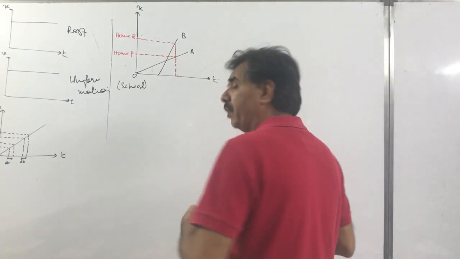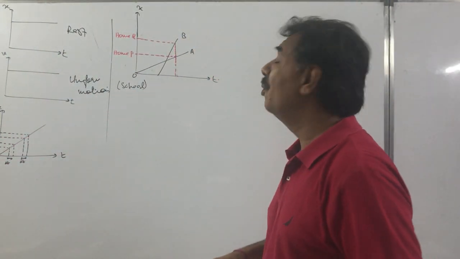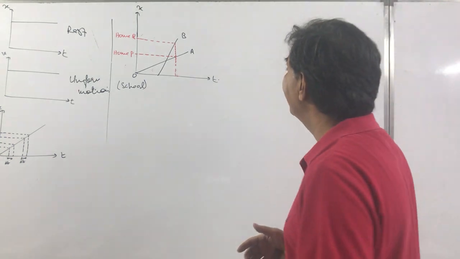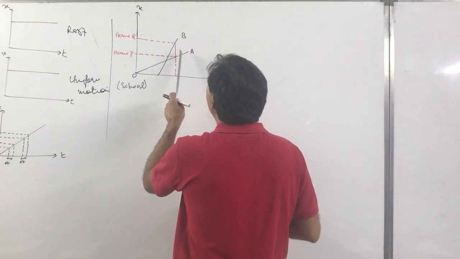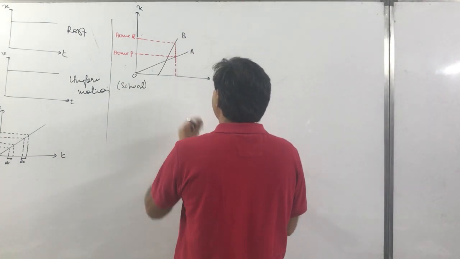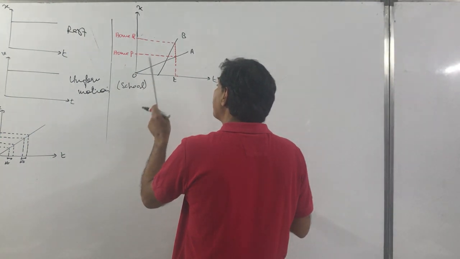The first question he asks is, who lives closer? It is very clear that A is closer. P is the home of A. At this time, they started at the same time.